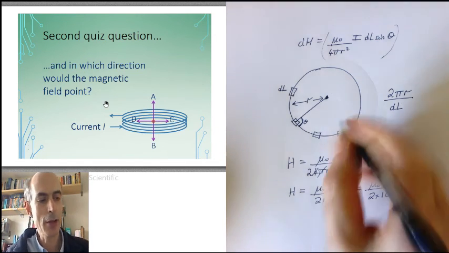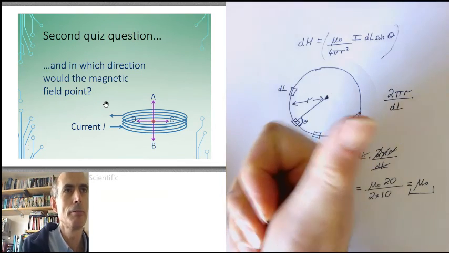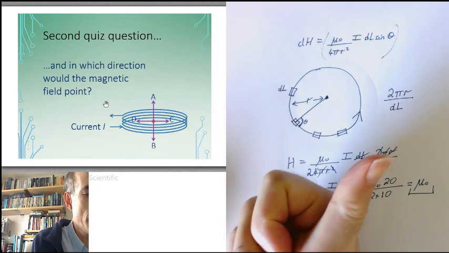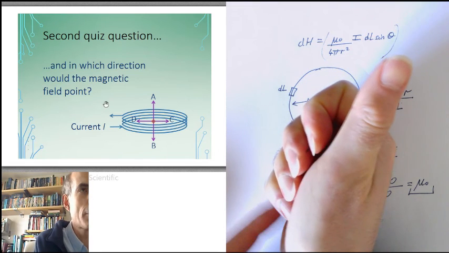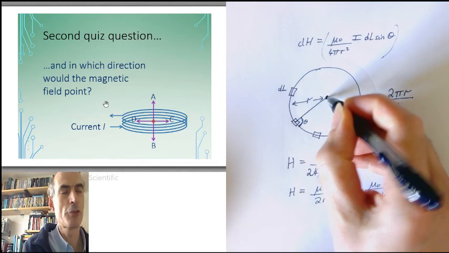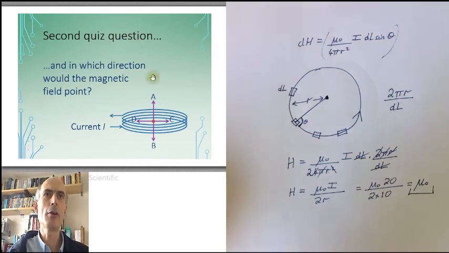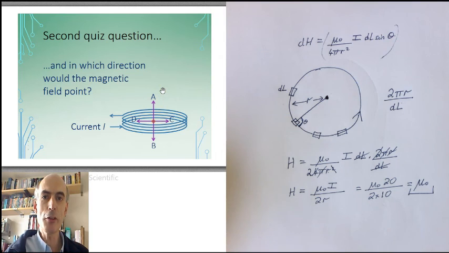So if the current is flowing anti-clockwise around this direction, I can use the right-hand screw rule, take my right hand, put my thumb along the direction the current is going, and look and see where my fingers are going. That rotation of my fingers would come up from the center of the coil. So the answer is A. The magnetic field would point straight up. If the current was going in the other direction, it would be going down, B. It would never be in the direction C or D.